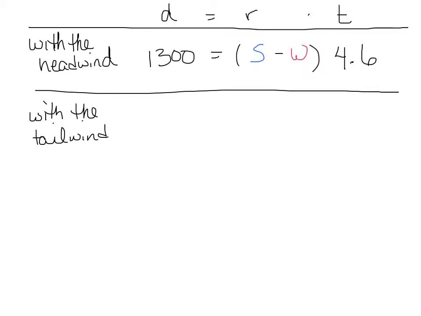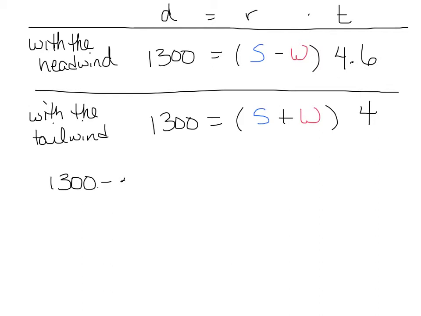And in the second equation, they still flew 1,300 miles. This time, it only took them 4 hours. But their speed is different. It is the speed of the plane plus the speed of the wind. So if we take a look at the first equation, 1,300 equals 4.6 times S minus W.